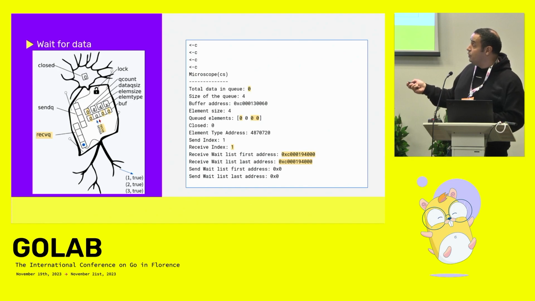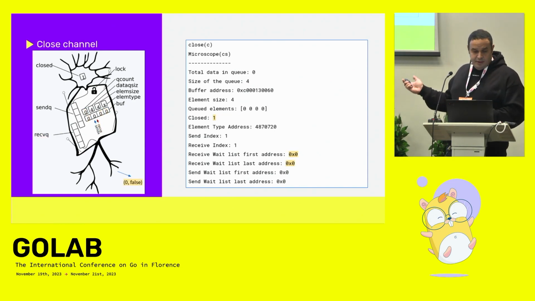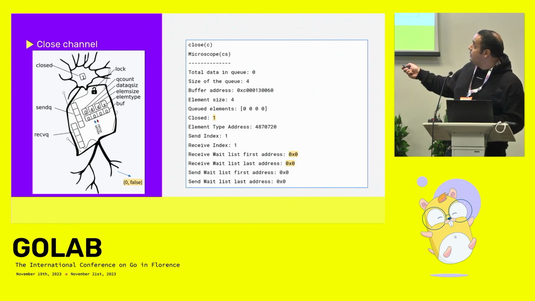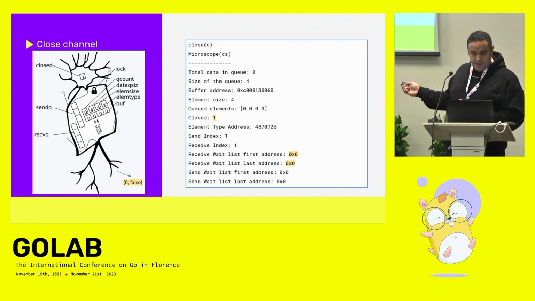So the Go routine is going to add itself to the list and park itself and wait. And whenever you close that, it's going to send this close here, and it's going to change this close from 0 to 1 here, and that's it.